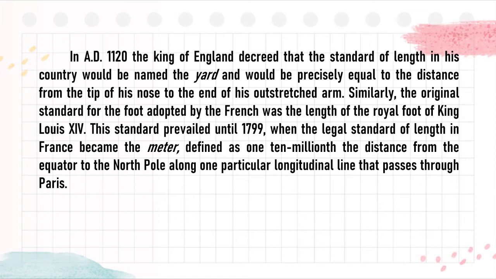of King Louis XIV. This standard prevailed until 1799, when the legal standard of length in France became the meter, defined as one ten-millionth the distance from the equator to the North Pole along one particular longitudinal line that passes through Paris.